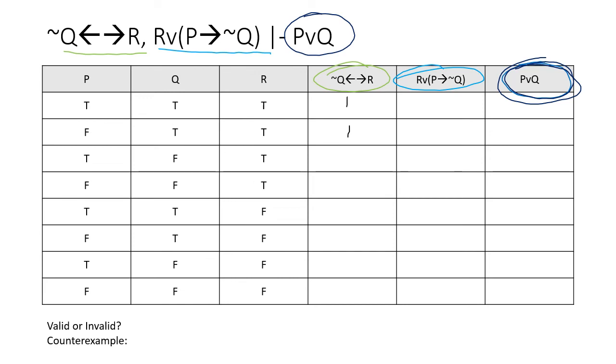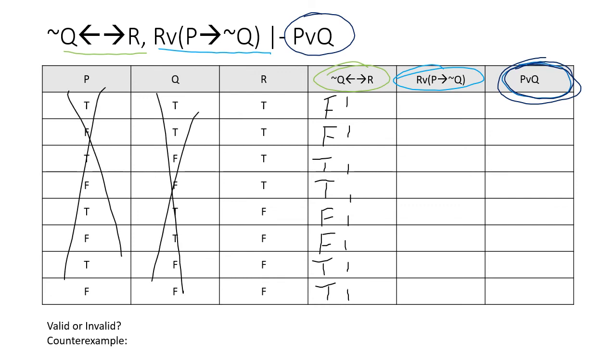Looking at the first premise, we have two operators. The tilde is functioning just over the Q, so we'll reverse the values of the Q from the key. And then we'll do the double arrow. So wherever they match, it's true. They match, they match, they match, and they match.